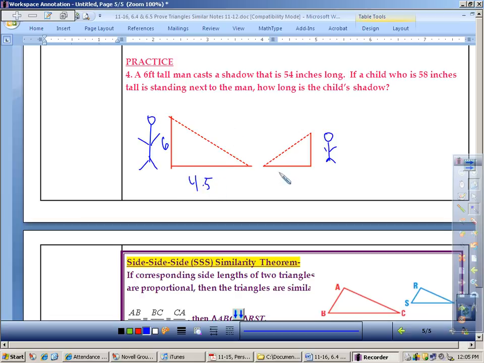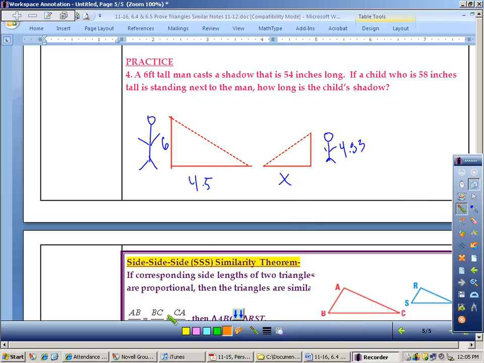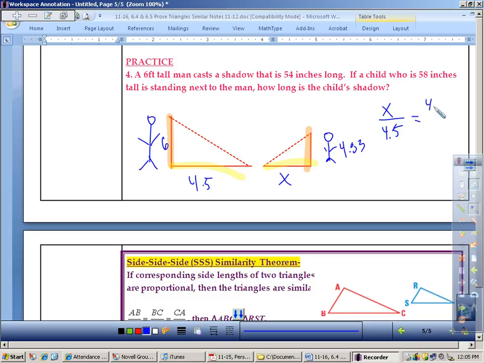And then I have a child who's 58, that's approximately 4.83. And his shadow is what we're looking for, that's the x. So again, just need to make sure that I'm comparing corresponding parts. Height to height, shadow to shadow. Doesn't matter where you start. So we can put x on top. His shadow is to the adult shadow, as the child's height is to the adult's height.